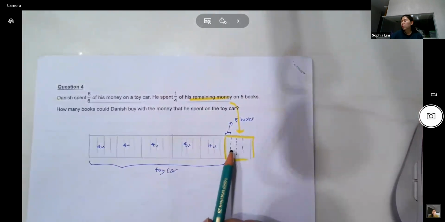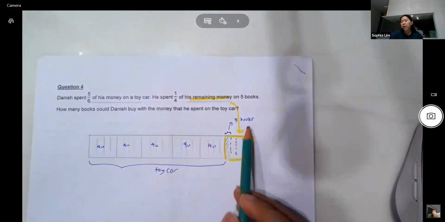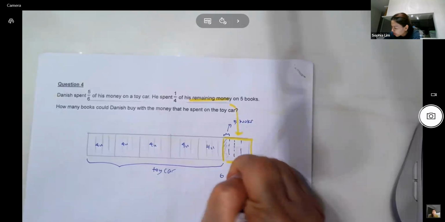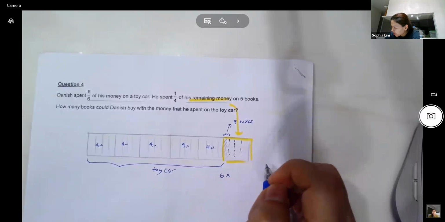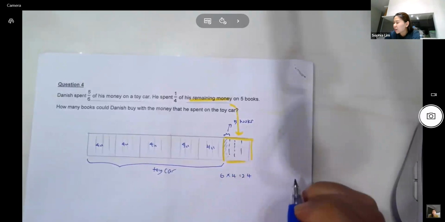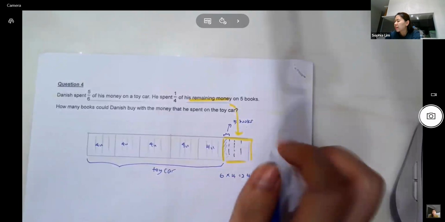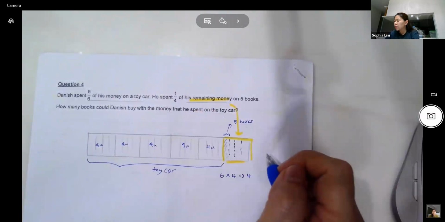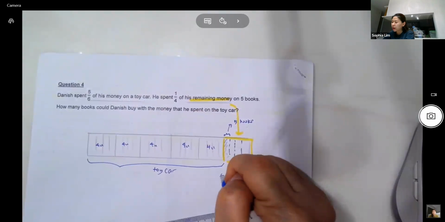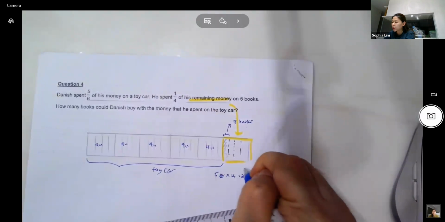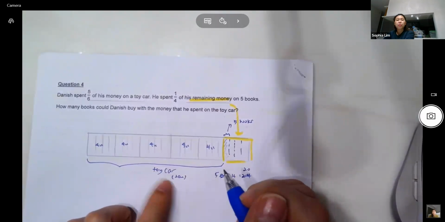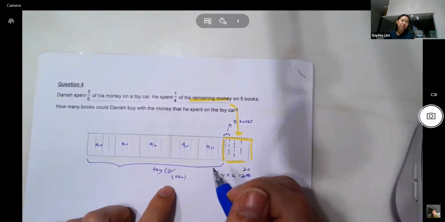Take note now, one small unit can buy 5 books. Now you have 6 times 4 is 24. But they are asking, how many books could Danish buy with the money he spent on the toy car? So actually it's not 6 times 4, but rather 5 times 4 is 20, meaning 20 units represent the amount spent on the toy car.